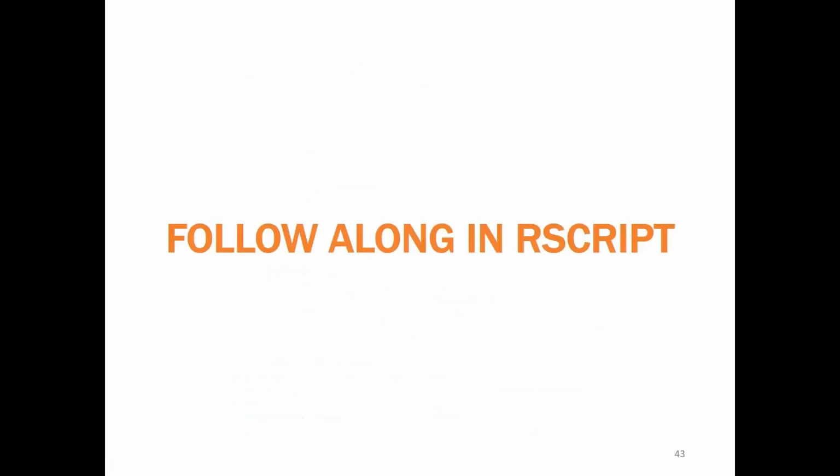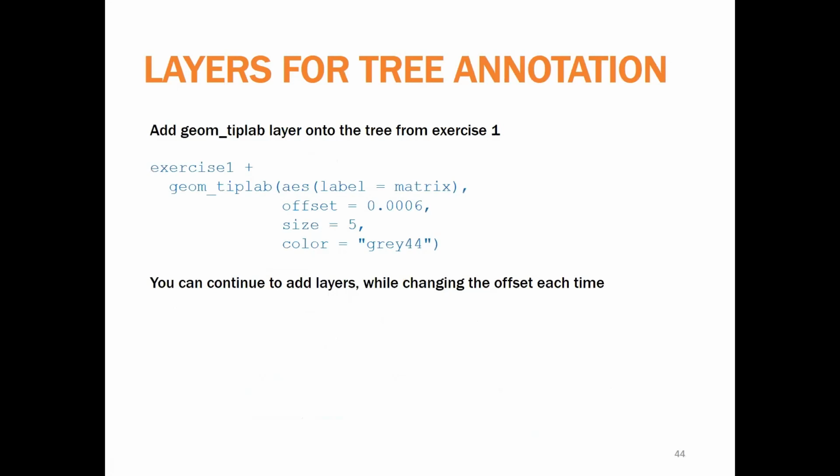But I'm just going to show you a few more things before we finish. There are tons of different arguments you can try. Another one that's pretty popular that I've used is adding different layers for tree annotation. Aside from just adding one tip label, you can add multiple tip labels. So building off of what we did in exercise 1, if you guys haven't run exercise 1, or if you want to try running it off of example 1, you can do that as well.